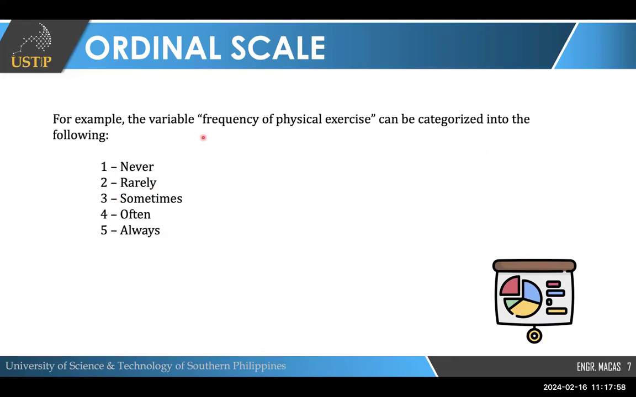For example, the variable frequency of physical exercise can be categorized into the following. Say you are surveying how frequently the students at USTP do physical exercise. So you would want to create 5 categories. For example, 1 is never, 2 is rarely, 3 sometimes, 4 often, 5 always.